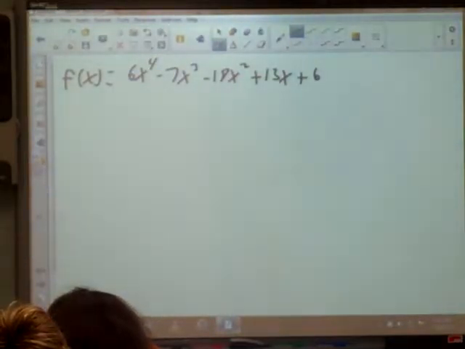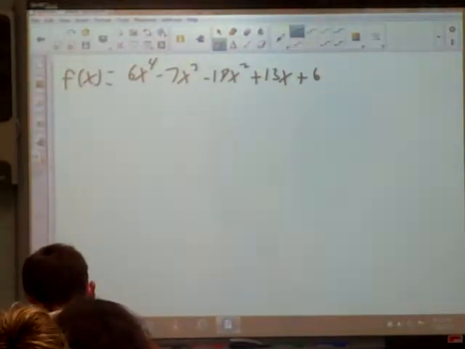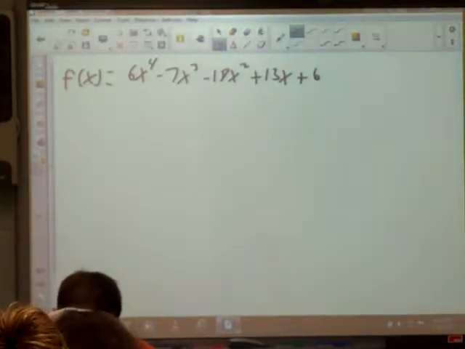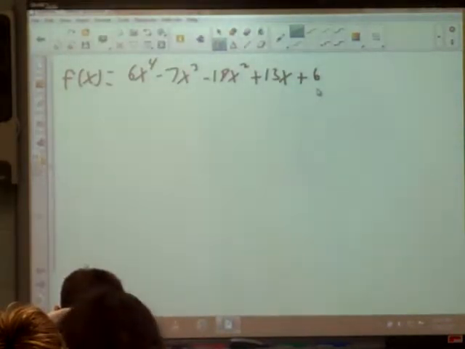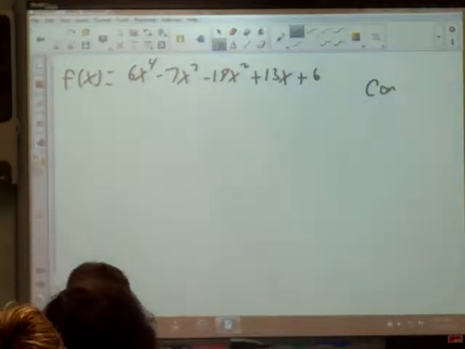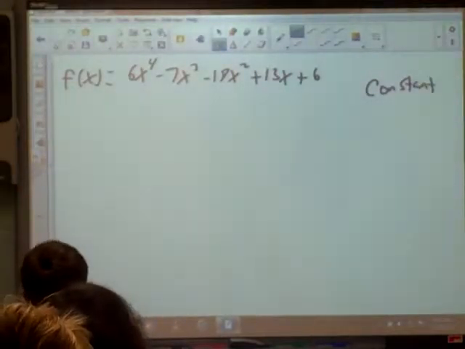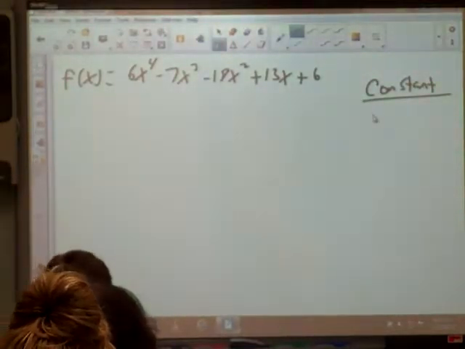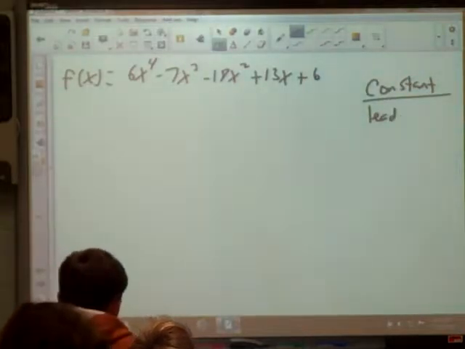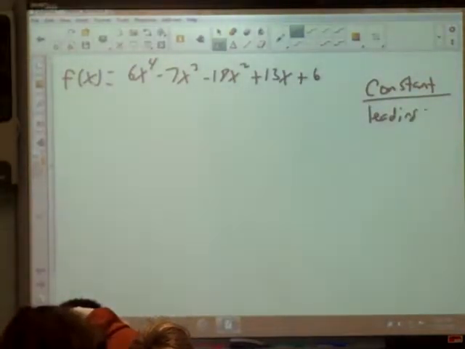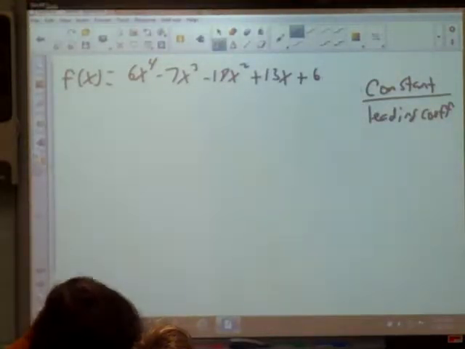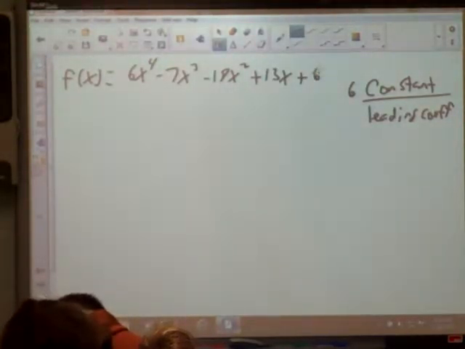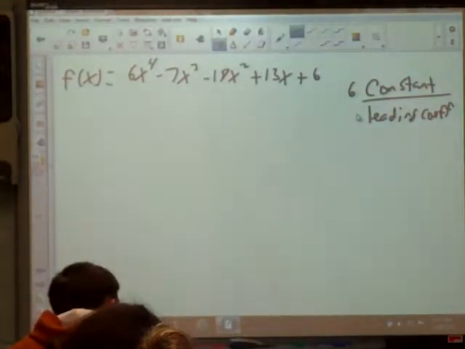All right, we did this in Algebra 2, so it's going to come back to you a little bit. What we have to do on this is we take the factors of our constant and we put those over the factors of our leading coefficient. That means the one with the highest power. So in this case, our constant is 6, right? It's the one without a variable. And our leading coefficient, the highest power, is also 6.